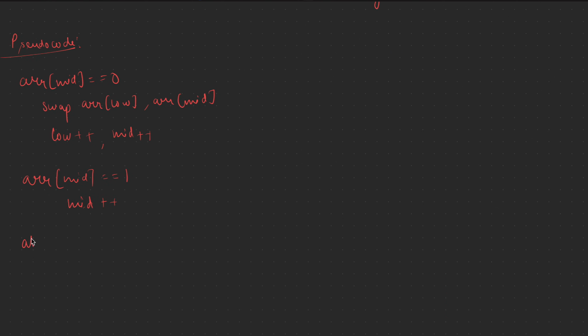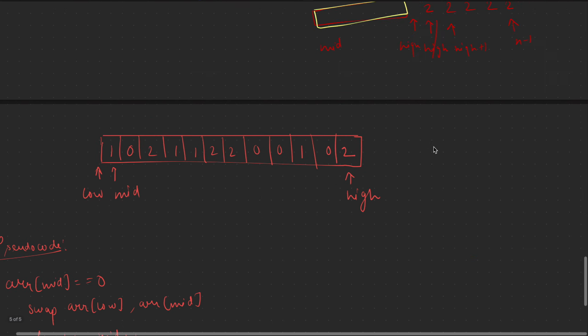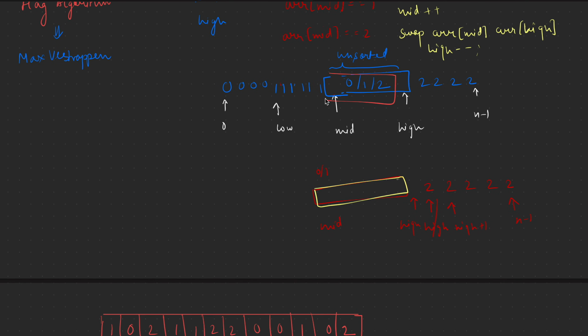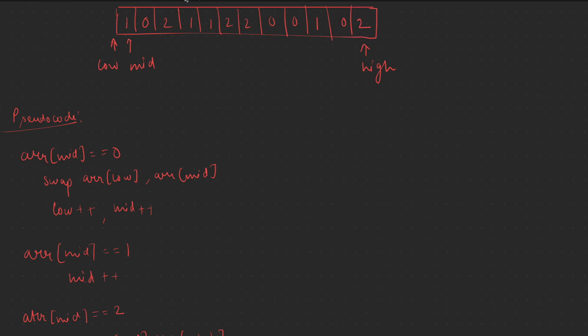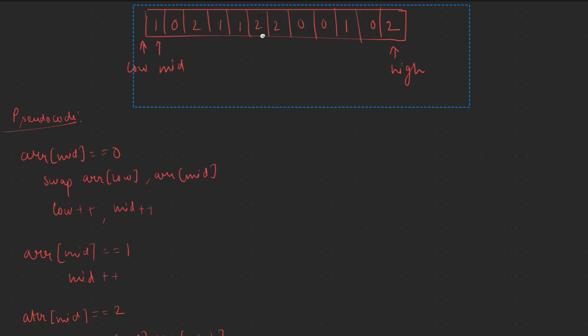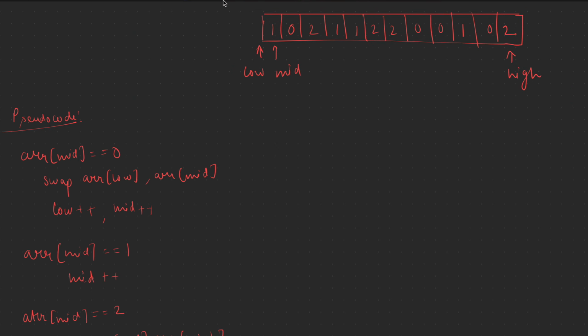And finally, else array of mid equals 2. So here what we did was we swapped array of mid and array of high, and we decreased the high pointer, because this will be our unsorted portion, because 2 comes here and this becomes sorted. Now let's move this section a little bit towards here. So let's start with the dry run.